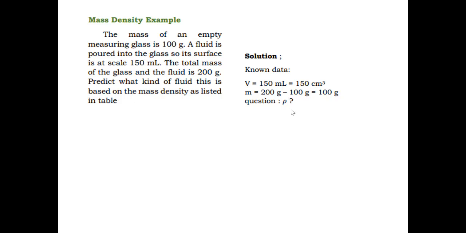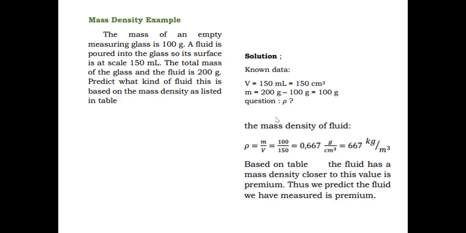Okay, so how much is the rho? Rho equals mass divided by volume. 100 divided by 150 equals 0.667 gram per centimeter cubic. So that equals 667 kilogram per meter cubic.